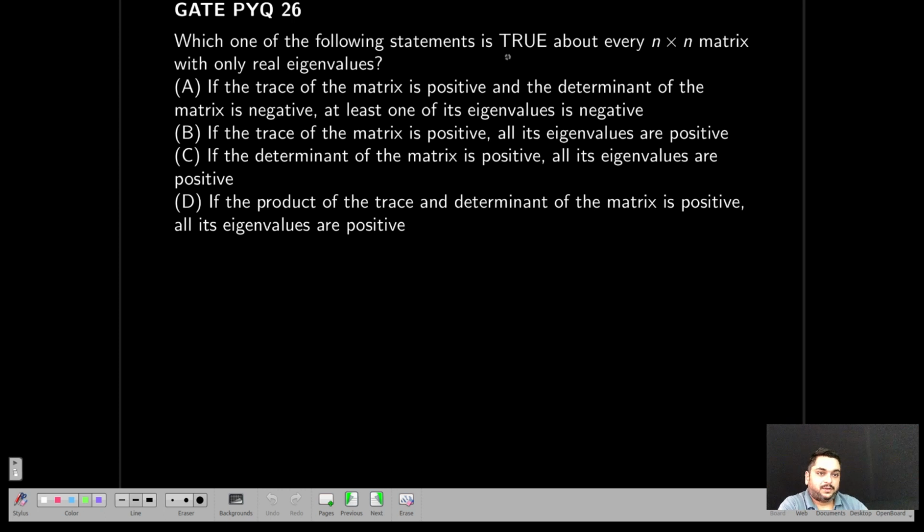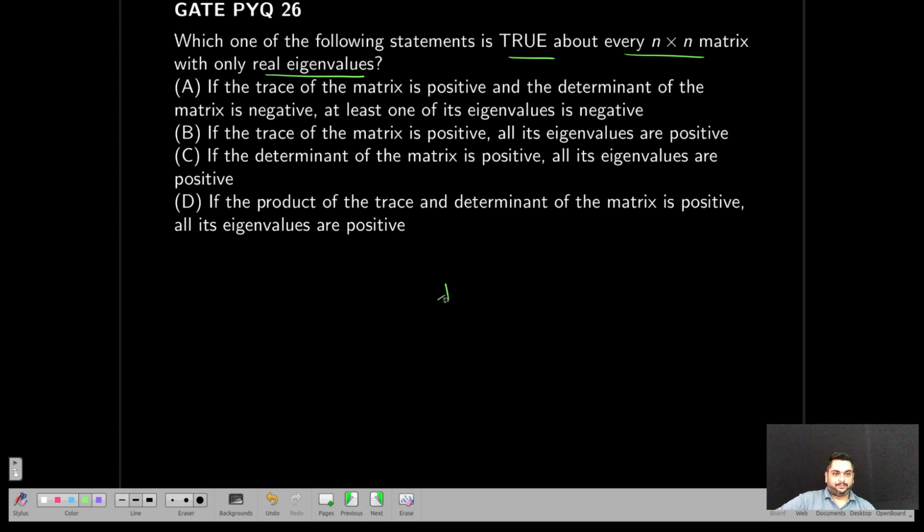Which of the following statements is true about every n cross n matrix with only real eigenvalues? Okay. So they are mentioning the eigenvalues are real, not complex. Next. What is that? If the trace of the matrix is positive and then the determinant of the matrix is negative, at least one of the eigenvalues is negative.